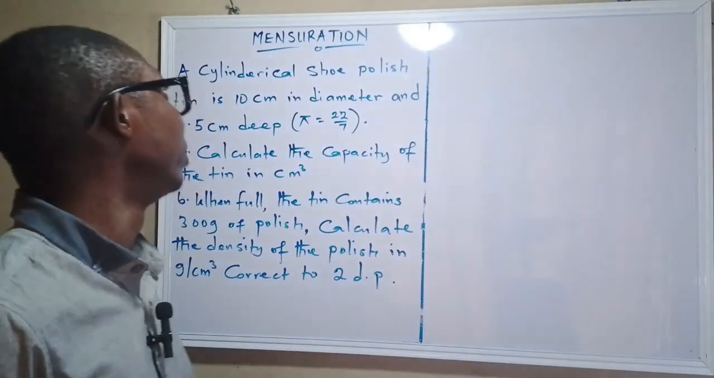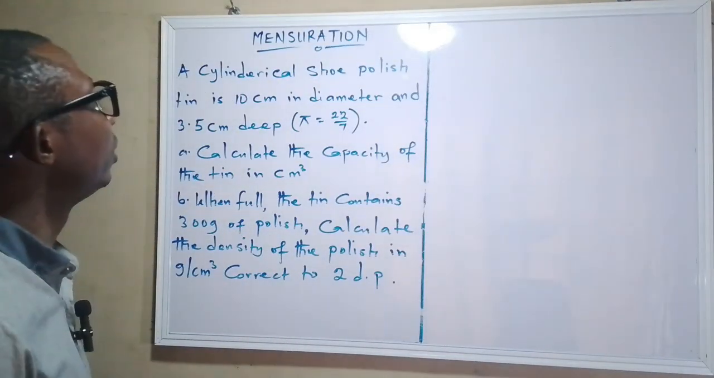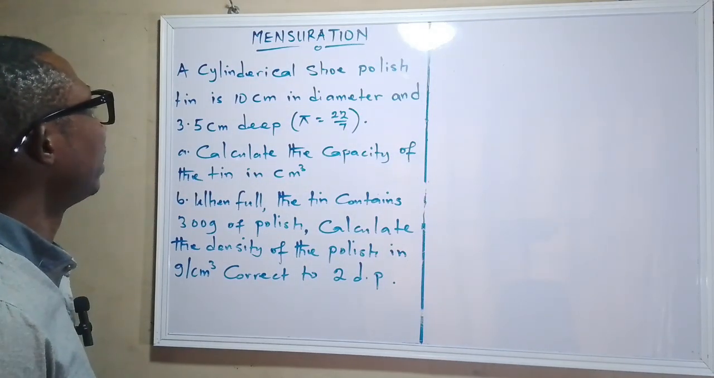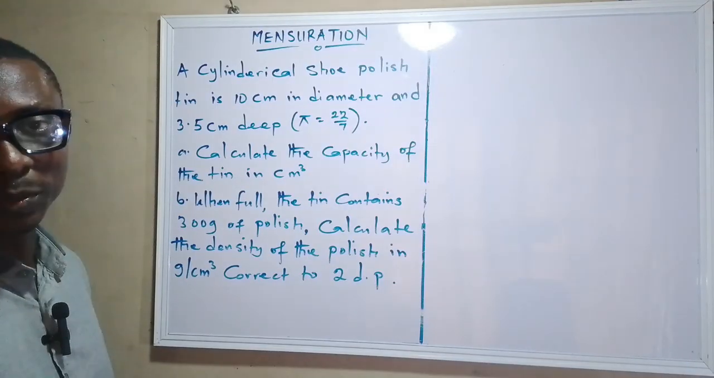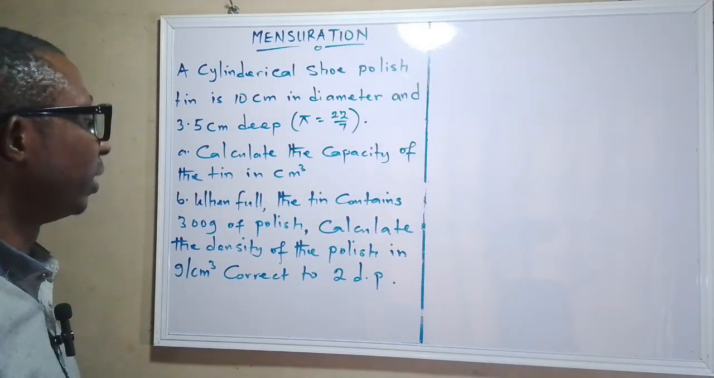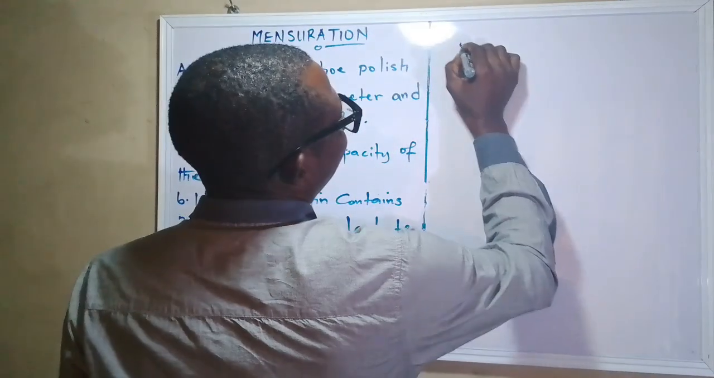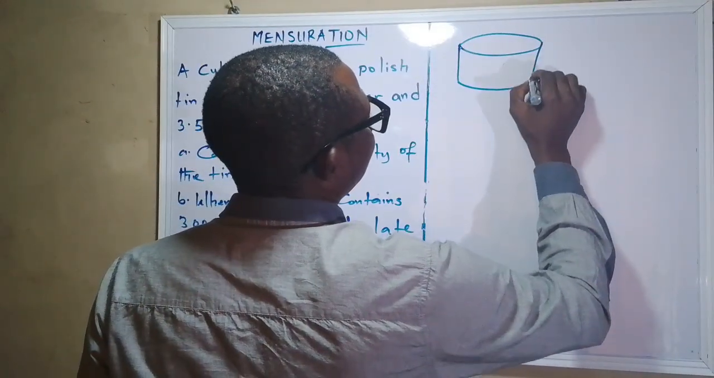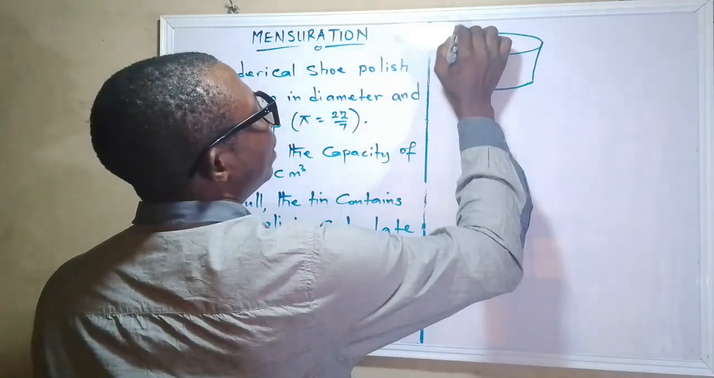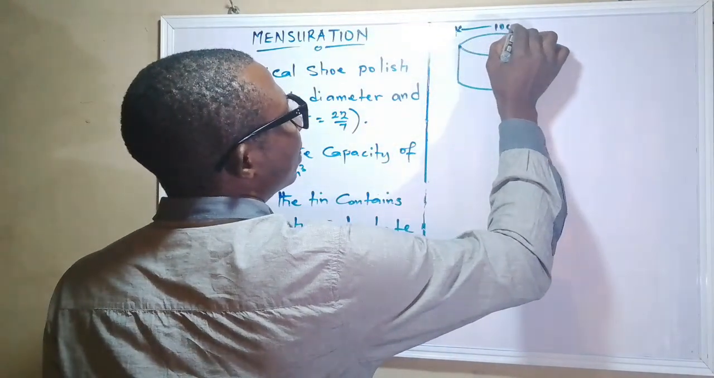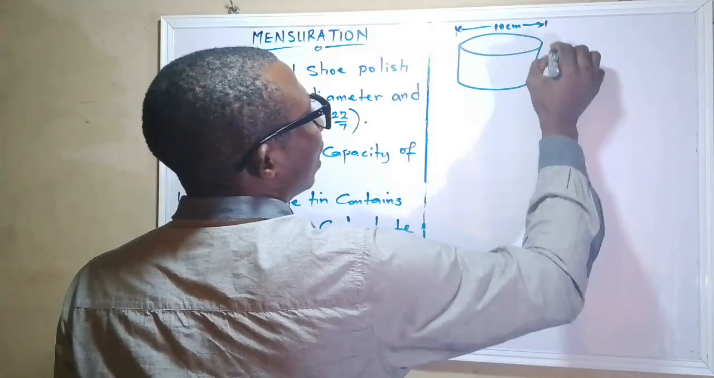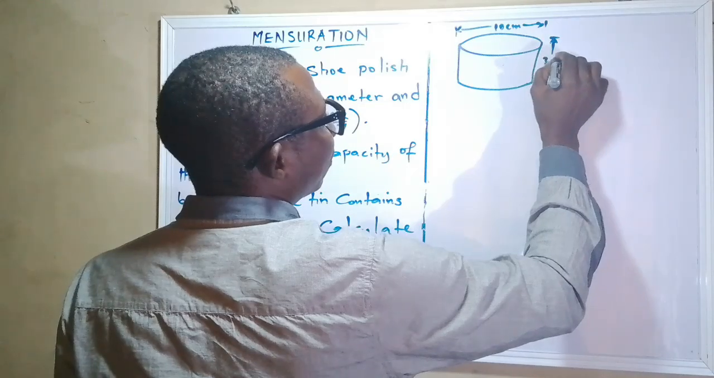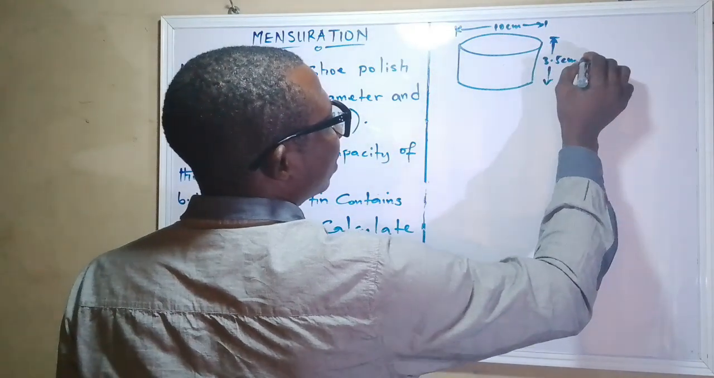Alright, now let's look at the problem. A cylindrical shoe polish tin is 10 centimeter in diameter and 3.5 centimeter deep. Now, the tin will look like this. We have been given the diameter. The diameter is 10 centimeter and the deep, which is also the depth, is 3.5 centimeter.